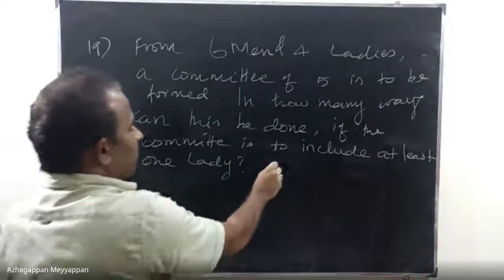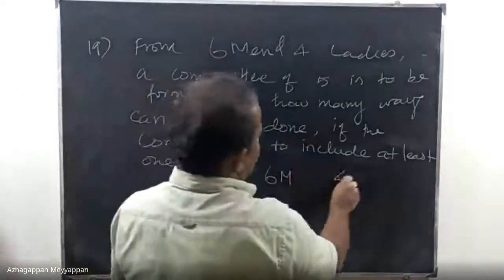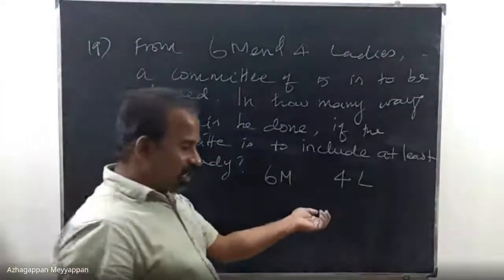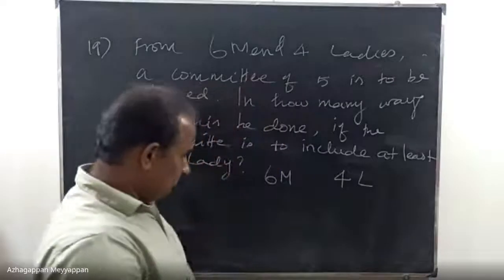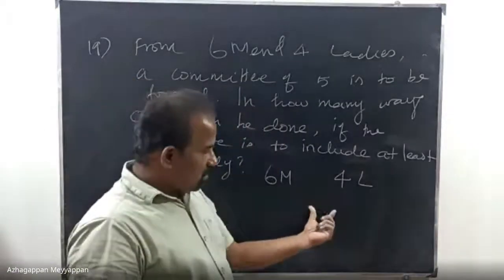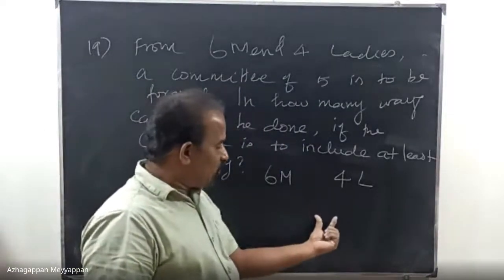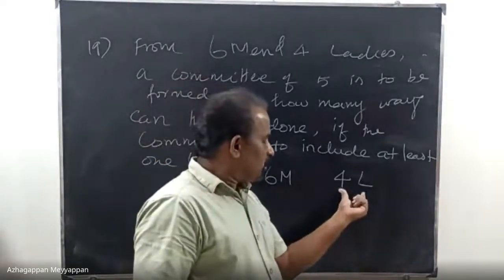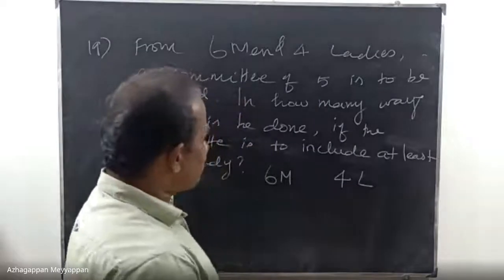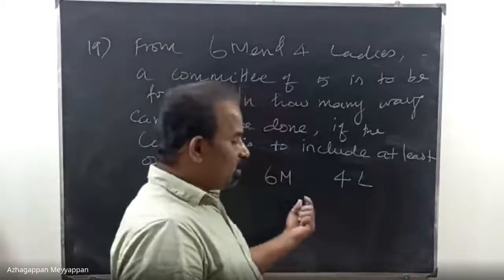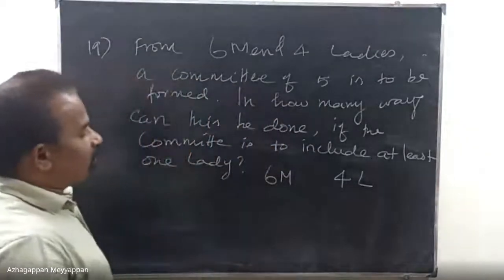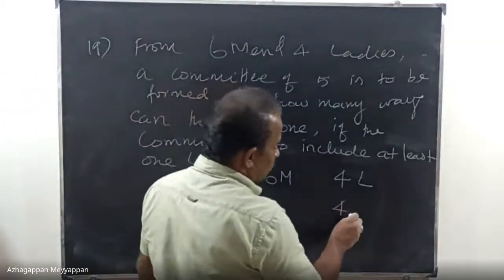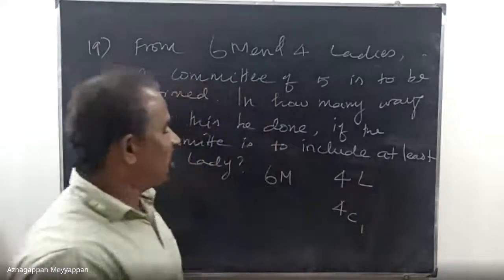So 6 men, 4 ladies. We have to form a committee consisting of 5, from these men and these ladies, but at least one lady should be included in the committee. So therefore, definitely here 4C1 must be there, 1 lady must be there.